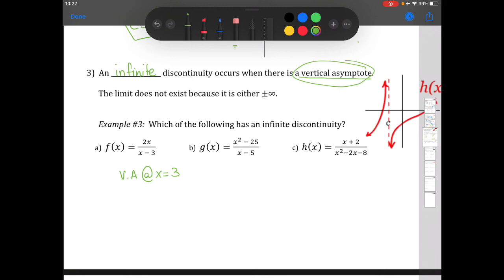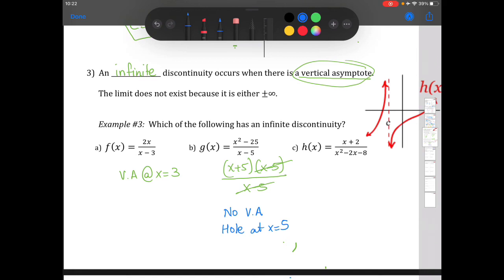For the next one, pause the video and see if your answer matches mine. Before I even find my vertical asymptote, let's see if I can simplify it further, which I can. The numerator becomes x plus 5 and x minus 5, that's a difference of two squares, over x minus 5. What happens to your x minus 5? They cancel out, and what are you left with? Just x plus 5, right? So there is no vertical asymptote, but there is what? A hole, because you just removed that discontinuity. Hole at x equals 5, right?